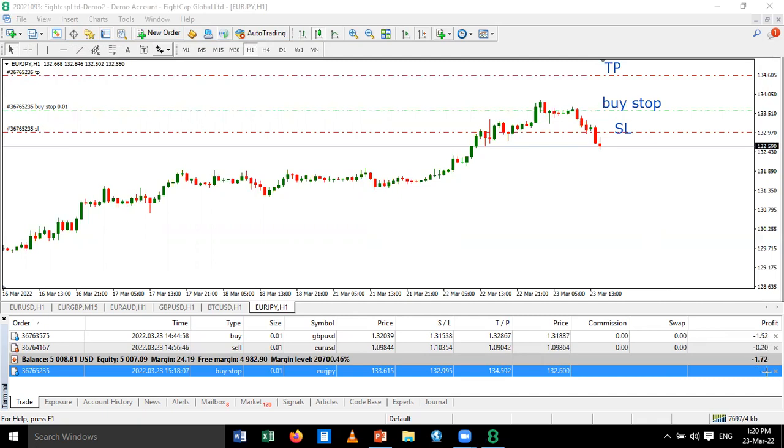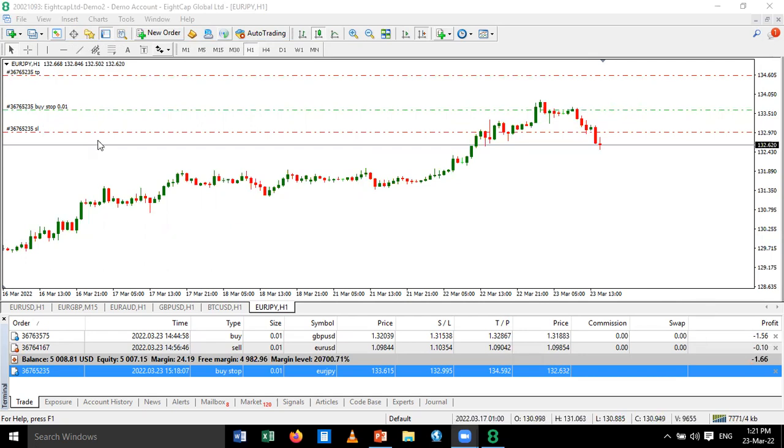Okay, if you look below here, the order is now pending. So if the market afterwards did not come down to take the order, I can close it up. I can close it up and delete it if I want to. Now buy stop and buy limit are done.